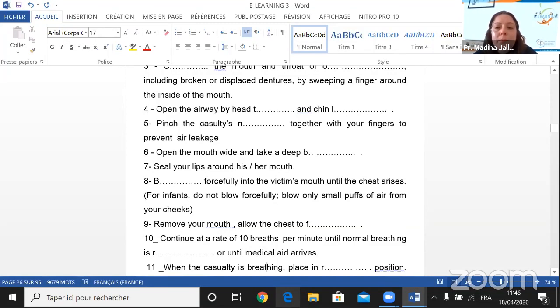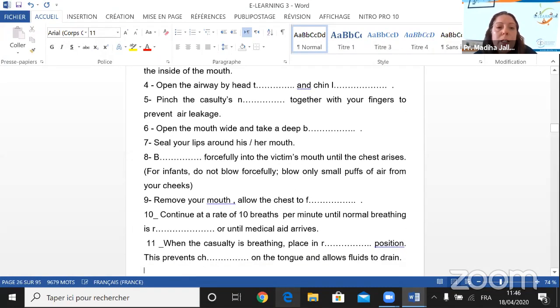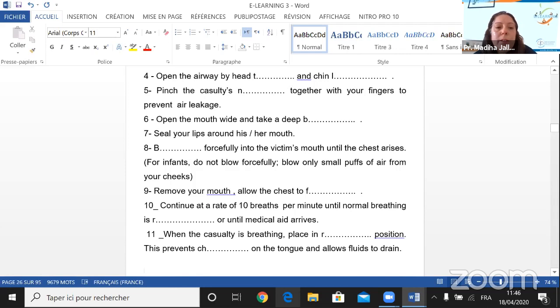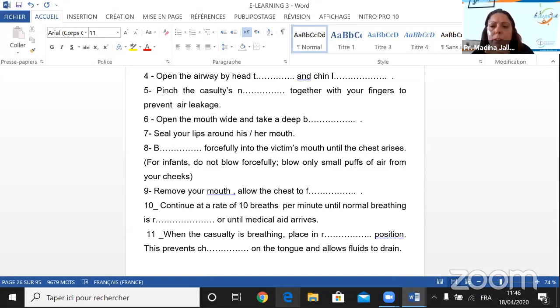Fourth step, open the airway. How? Head tilt and the chin lift. Good. Then you will pinch the casualty's nose, or what do you call these two holes here? Nostrils. Yeah, nostrils. Excellent. Aren't there men here? No men are attending the lesson. Only ladies. So pinch the casualty's nostrils together with your fingers to prevent air leakage, so that air doesn't leak.